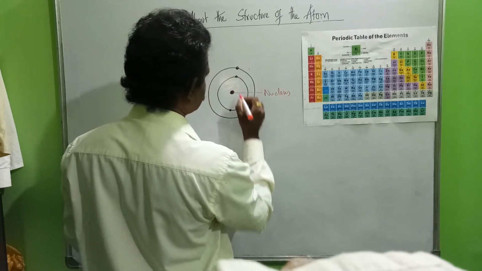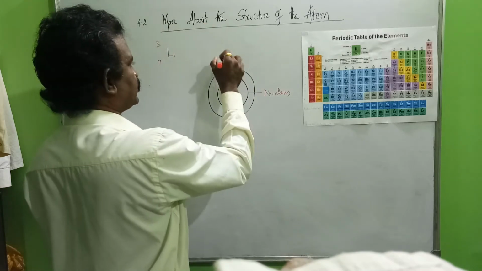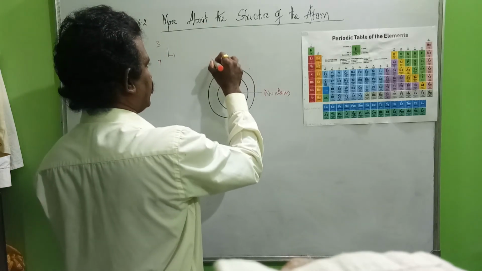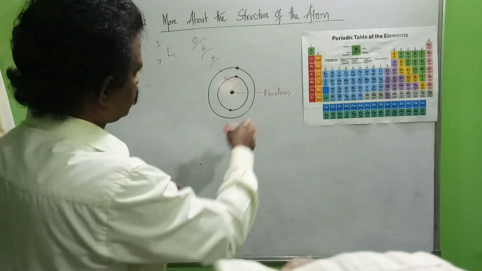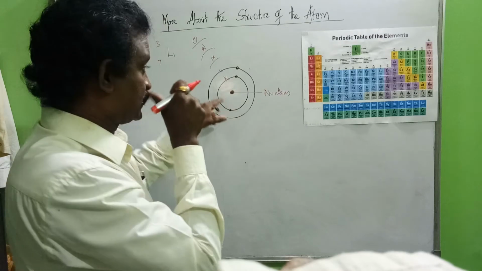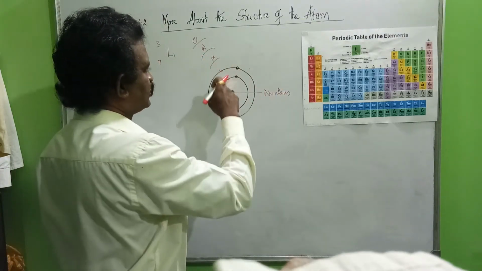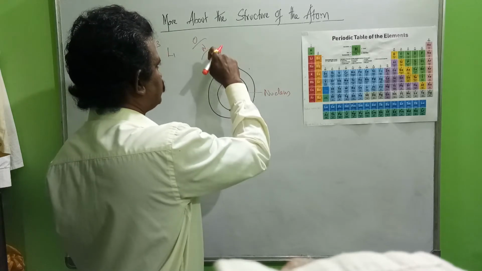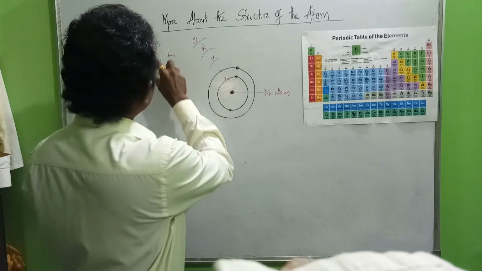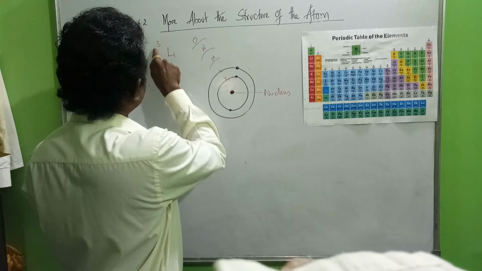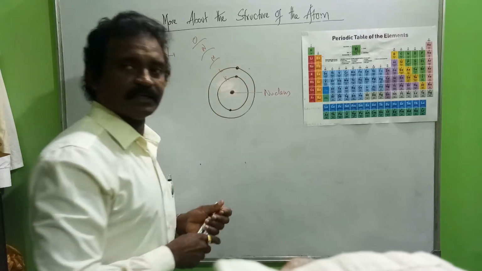And this first one is called the K shell. K, L, M, N, O, P, like that. Each of these is nothing but an orbit. As I keep on drawing one by one, that means K shell, L shell, M shell, N shell, and O shell. Now here in lithium the atomic number is 3. So 2 electrons in K shell, 1 electron in L shell.